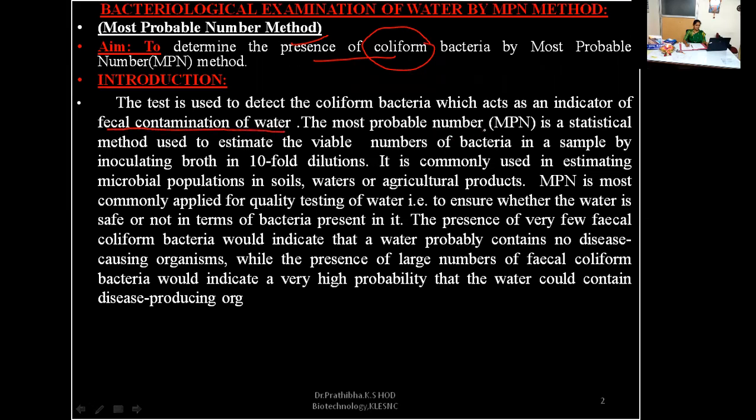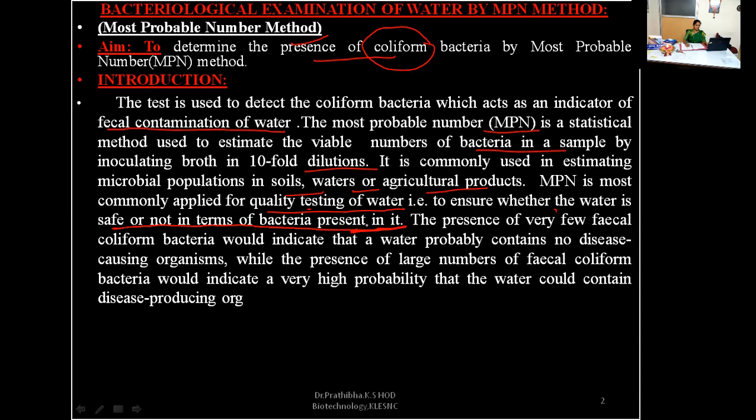The most probable number method is a statistical test used to estimate the viable numbers of bacteria in a sample by inoculating broth in tenfold dilutions. It is commonly used in estimating microbial populations in soil, waters, or agricultural products. MPN is most commonly applied for quality testing of water, that is, to ensure whether the water is safe or not in terms of bacteria present in it. This is the main aim of this experiment.